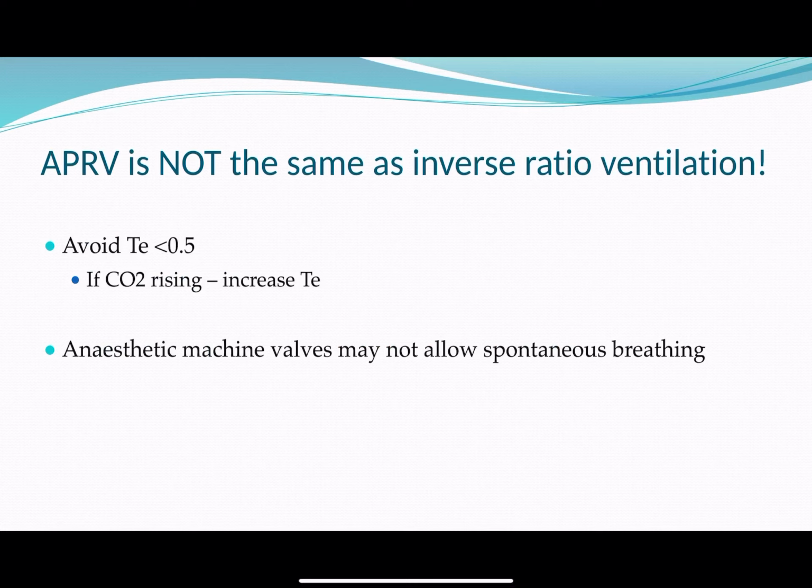But I want to emphasize that inverse ratio ventilation is not the same as APRV. The anaesthetic machines do not have as good a valve to release quickly and to re-close the valve. Therefore, I would avoid TEs, the expired times, of less than 0.5. And if the CO2 is rising, I would actually increase the TE, because you might be finding that the valve just isn't opening and closing quickly enough, and therefore you're getting accumulation of gas and the bulk flow isn't as good.